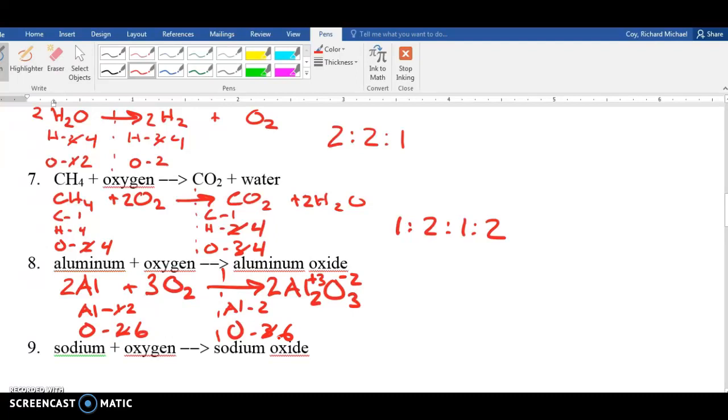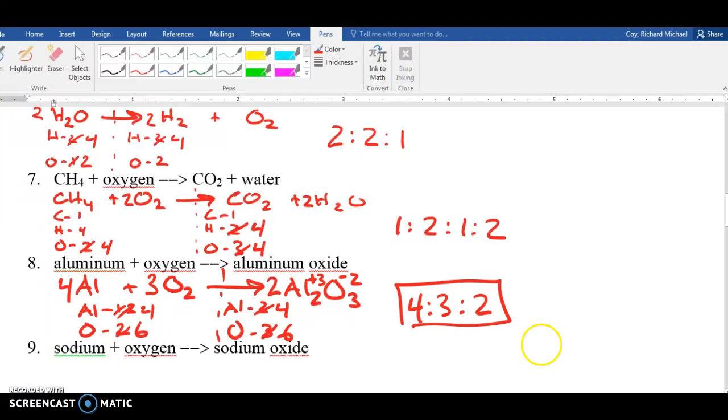All right. Oh, but wait. Now my aluminums are messed up because I have 4 aluminums. I have to go fix this. Let's get rid of that guy. And instead, let's call that 4 aluminums. 4 aluminums, 6 oxygens. 4 aluminum, 6 oxygens. We have a 4 to 3 to 2 ratio. All right. You hanging with me?